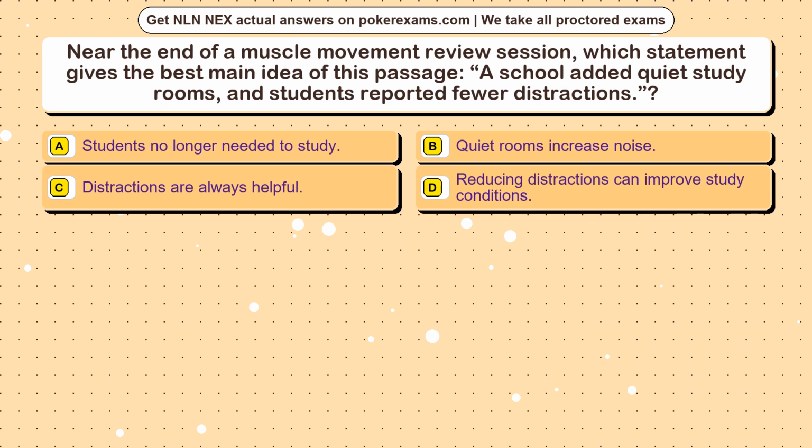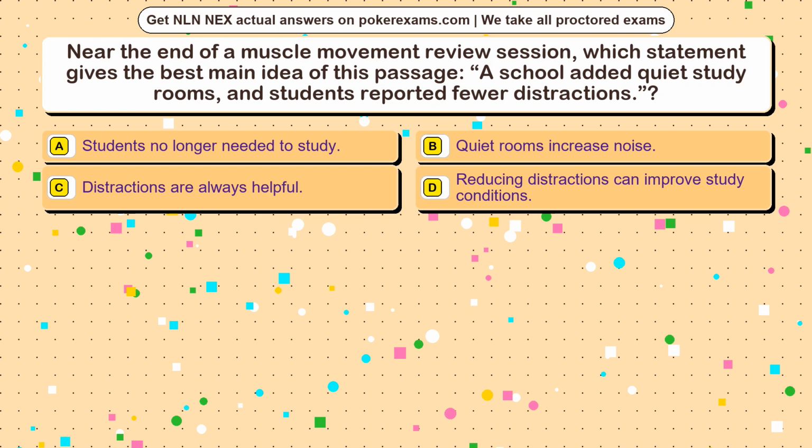Question 19. Near the end of a muscle movement review session, which statement gives the best main idea of this passage? A school added quiet study rooms, and students reported fewer distractions. Option A, students no longer needed to study. Option B, quiet rooms increase noise. Option C, distractions are always helpful. Option D, reducing distractions can improve study conditions.